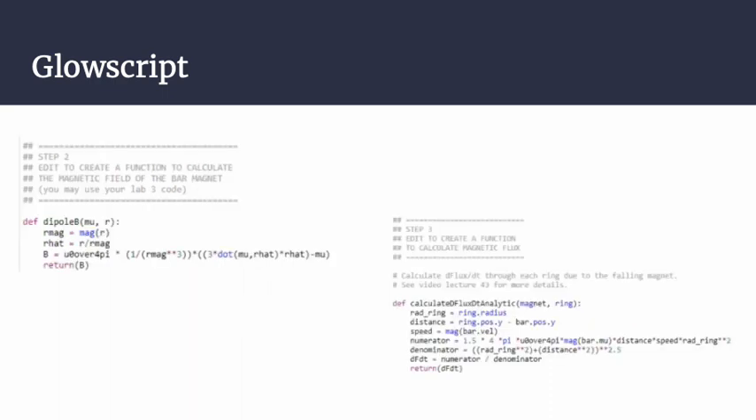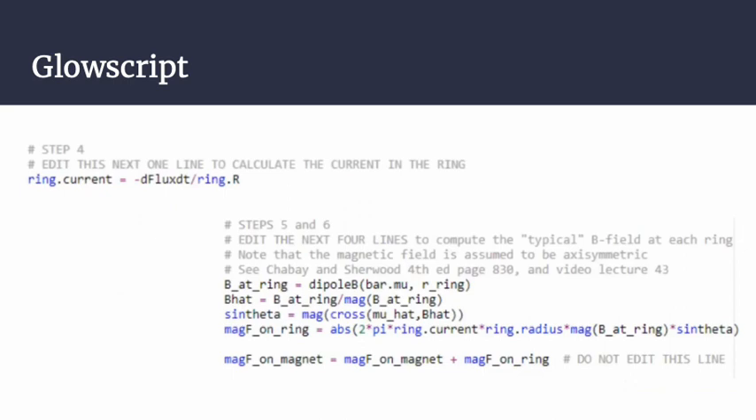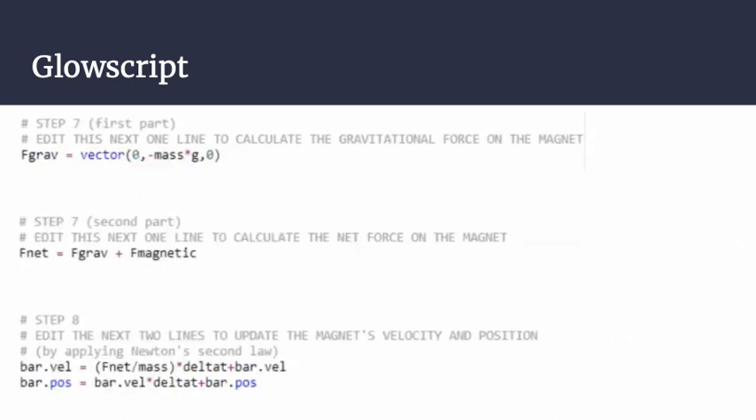For step 2, we had to make a function to find the magnetic field of a bar magnet. In step 3, we had to make a function to find the magnetic flux. For step 4, we had to find the current in the ring. And for steps 5 and 6, we had to edit lines to compute the magnetic field at each ring.